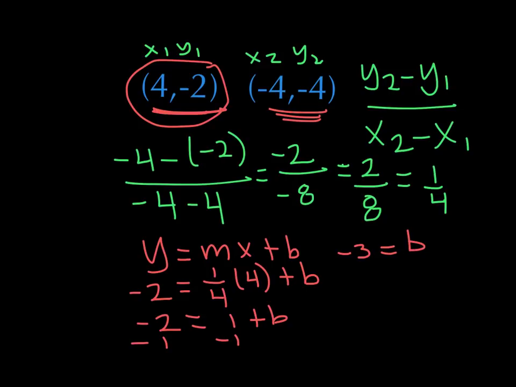So now my final equation is going to be y equals mx plus b. And let's plug in what we have. So y equals 1/4 x minus 3. That's the same equation that you got earlier when we graphed it. So just 2 different ways to solve this problem.